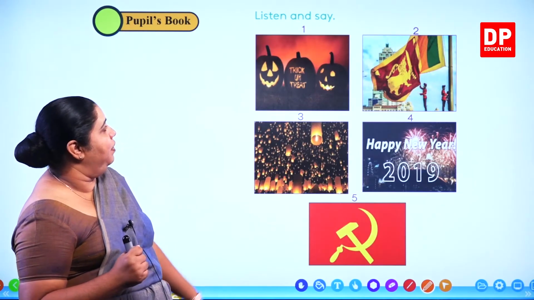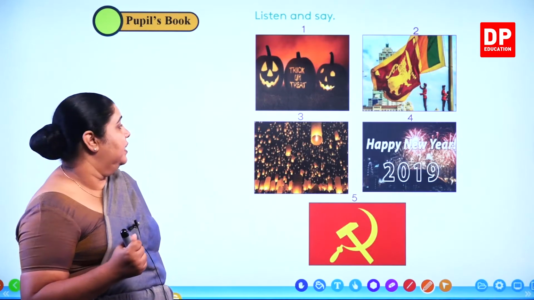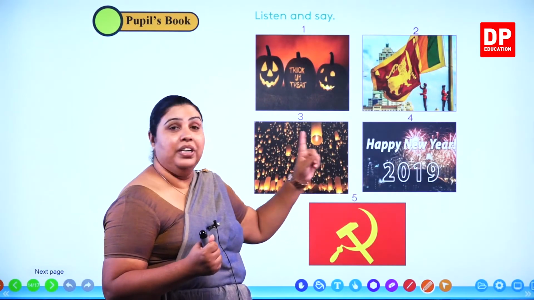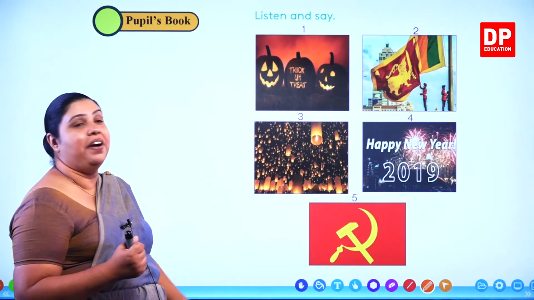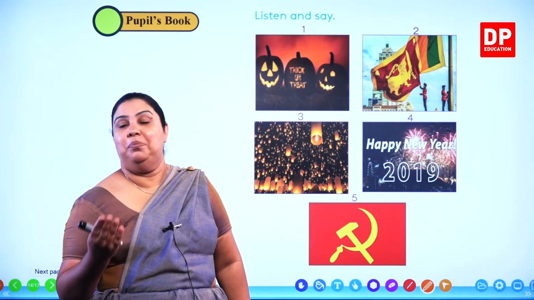So I hope you can remember. Number 1, Halloween. Number 2, Independence Day. Number 3, Lantern Festival. Number 4, it's the New Year. And number 5 is the May Day. It's the Working People's Day.